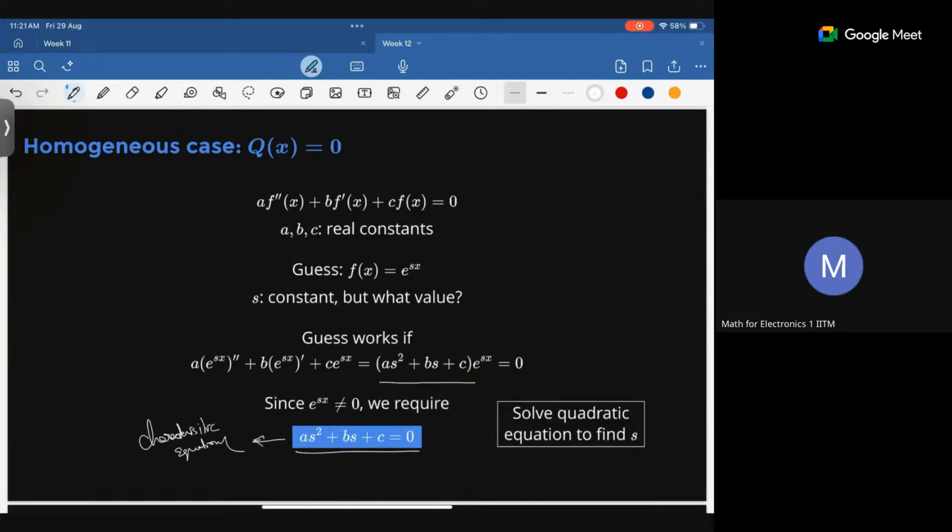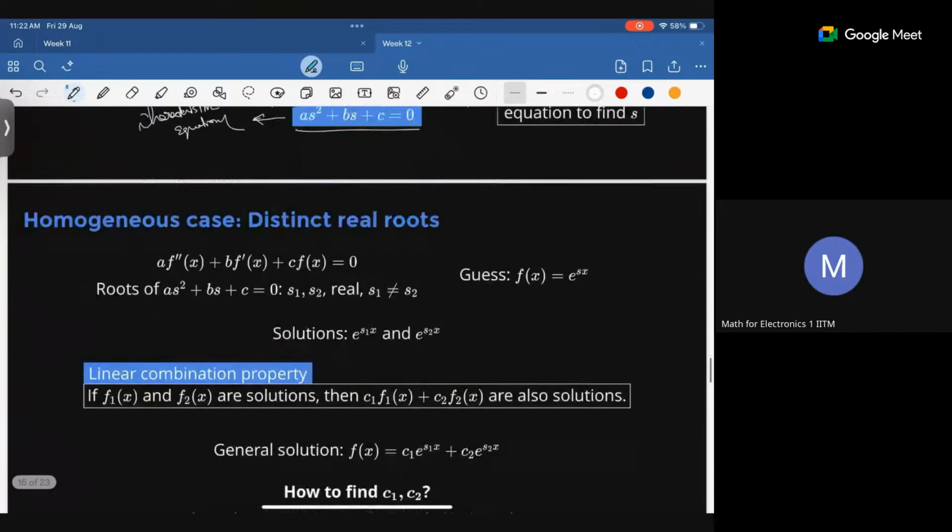Okay, and this is a quadratic equation, right? And we know how to solve these quadratic equations. The solution to this quadratic equation can be of three cases. One is that this equation has two distinct real roots, or it can be the same real root, or it can have complex conjugate roots, right? So in three different cases, the solution looks different, and we'll see how the solution looks.